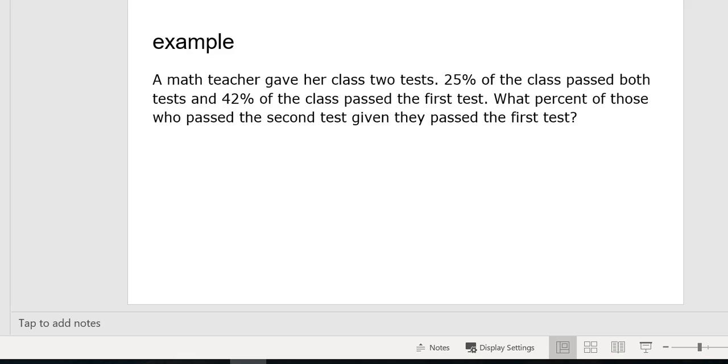Right now, actually. A math teacher gave her class 2 tests. 25% of the people passed both tests. 45% of them passed the first test. What was the percent of those who passed the second test given that they passed the first one? So this is a given problem, so that's the word given.